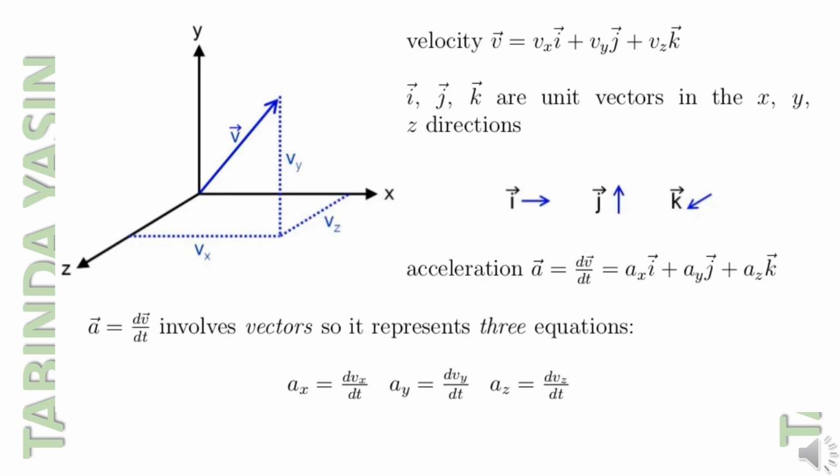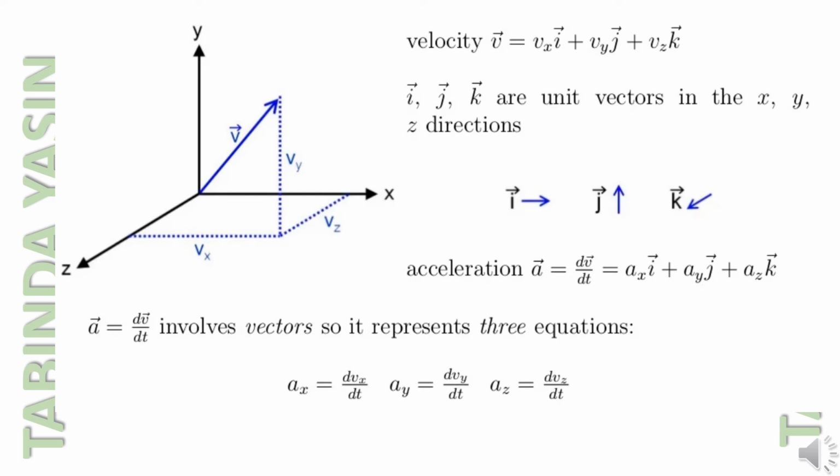As from the figure, you can see the three coordinates x, y, z and the components vx, vy, and vz for the velocity vector v. So the velocity is v is equal to vx i cap plus vy j cap plus vz k cap. i, j and k are the unit vectors in the x, y, and z direction. i is in the direction of x, j is vertically upward, and k is along the z axis.